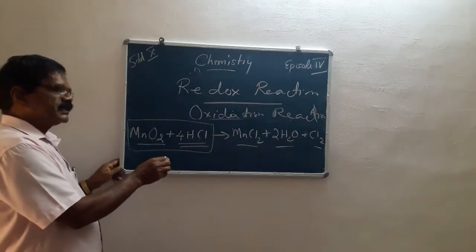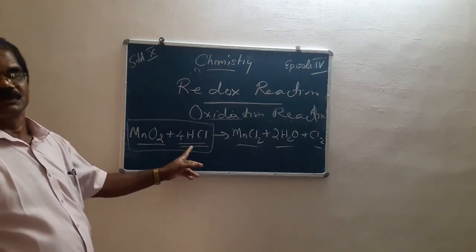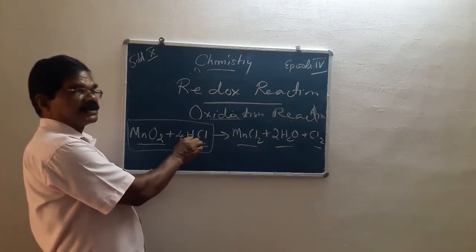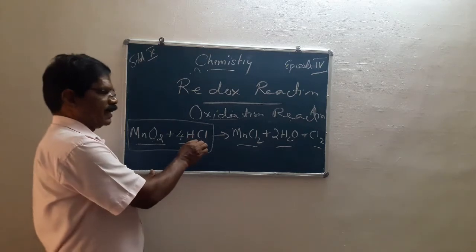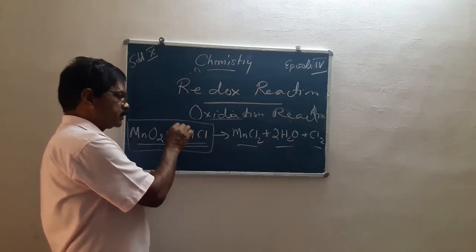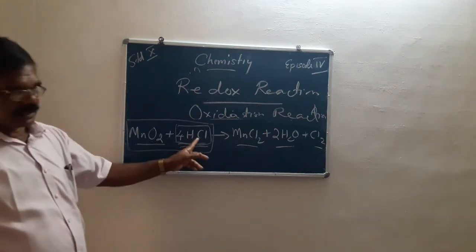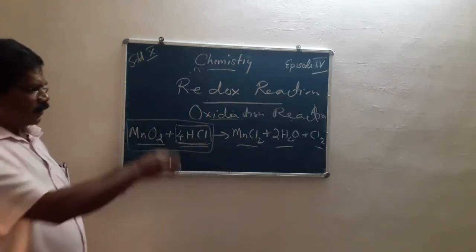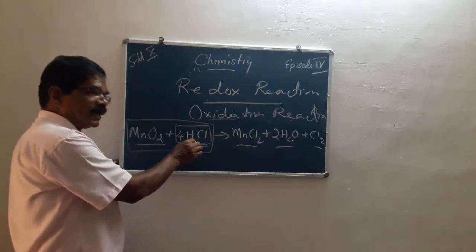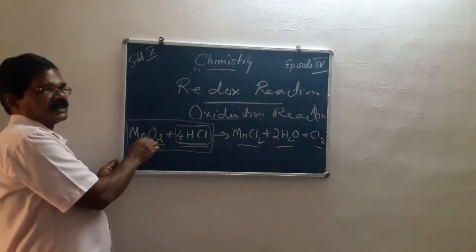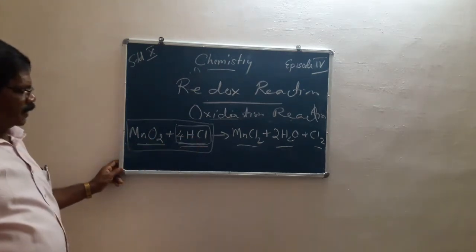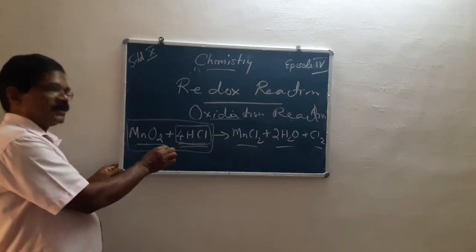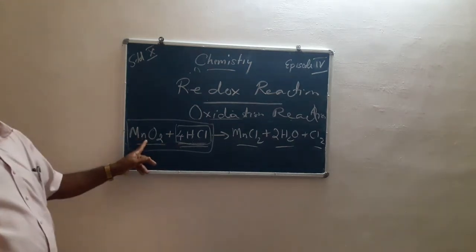Oxidation means addition of oxygen, gain of oxygen. In hydrogen chloride, hydrogen combines with oxygen, therefore the substance oxidized is HCl. The oxidizing agent is MnO2, that is not given in this question, but it is for your information. If HCl is oxidized, the substance reduced is MnO2, manganese dioxide.